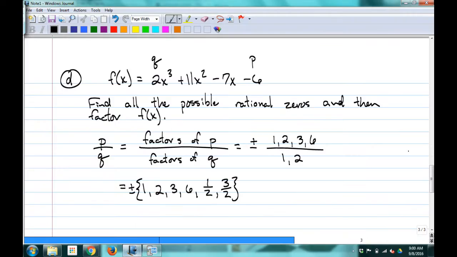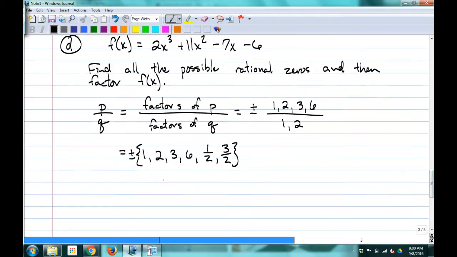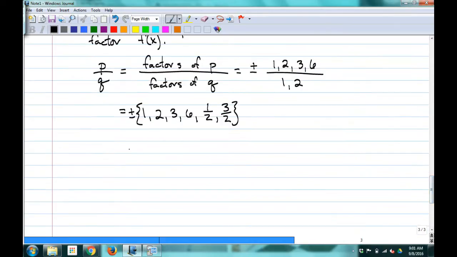So let's take that -6. -6 is in our list. Those numbers should be something in our list. If we're going to use them in synthetic division, it should be a number that's in our list of P over Q. -6 is in that list. So I'm going to set up my synthetic division with a -6 on the shelf. And then I've got 2, 11, -7, and -6. And I'm going to run synthetic division with that.